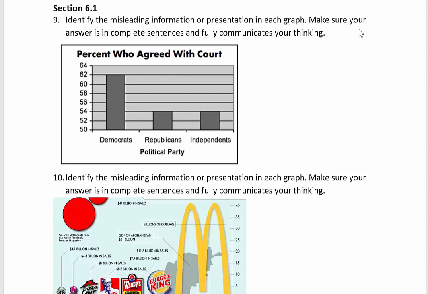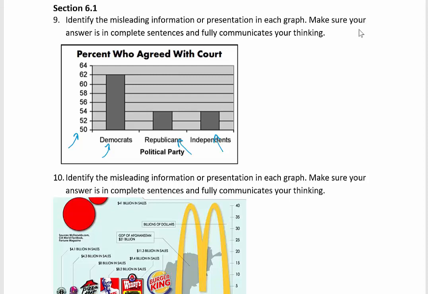So it looks like this is a percentage over here on this side. We've got the percentage, and we can see the Democrats, 62% agreed with the court. When we look at the Republicans, 54% agreed with the court, and independents, 54%. So one of your first immediate responses might be, hey, this adds up to more than 100%. You know, if we take 62% for the Democrats and 54% of the Republicans, that adds to more than 100%. But that's not the case, because this is just a percentage of each of those different political groups.